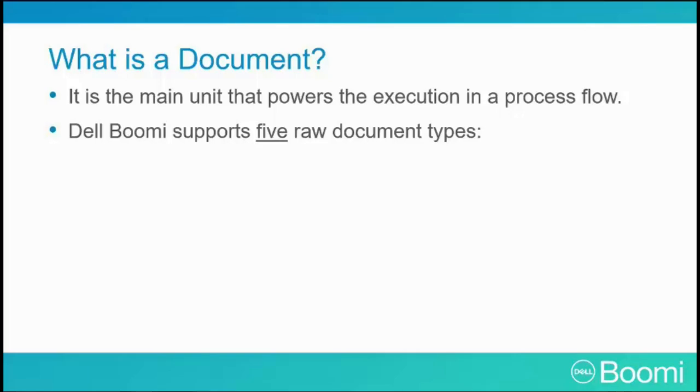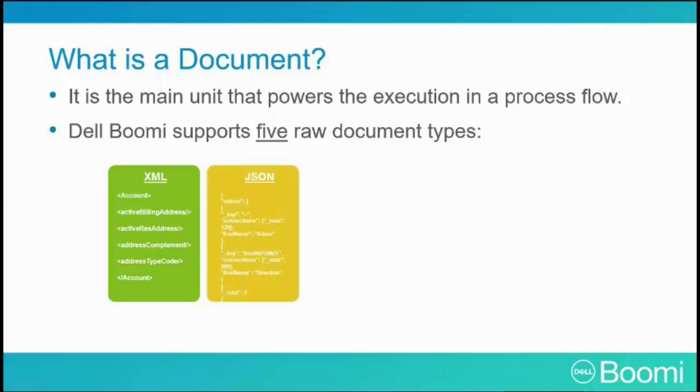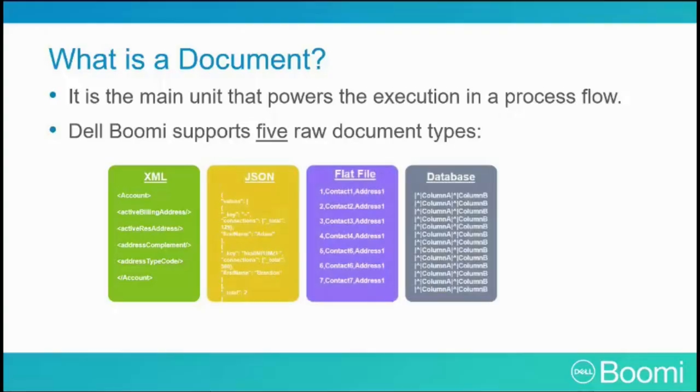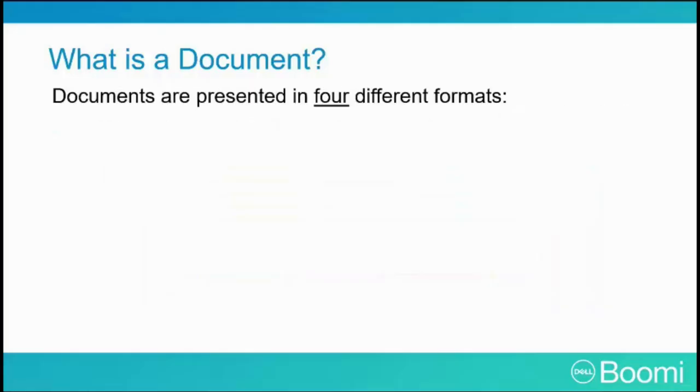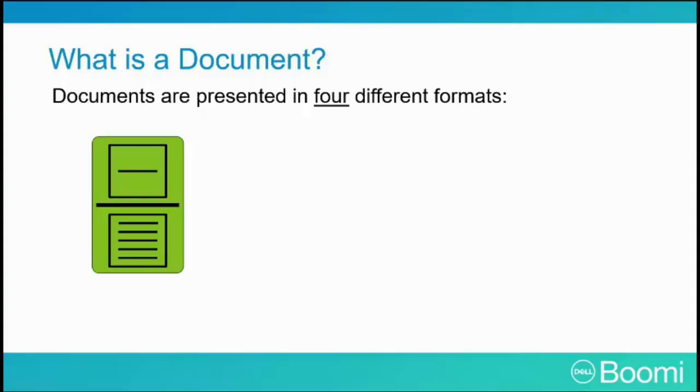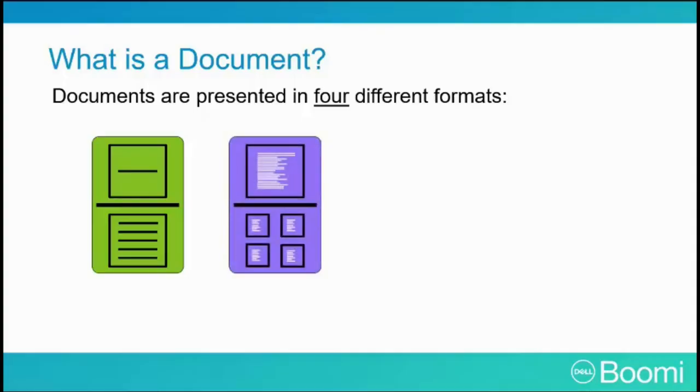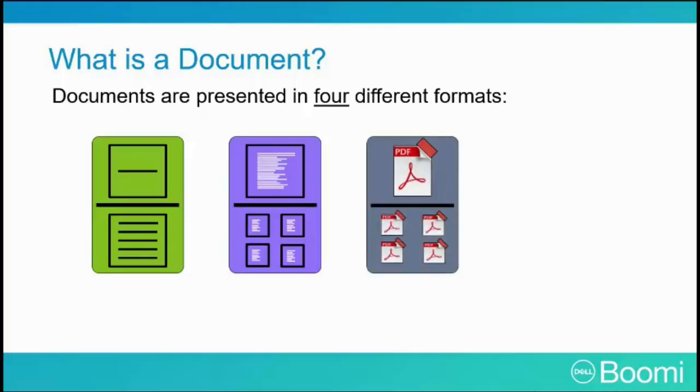Dell Boomi supports 5 raw document types: XML, JSON, flat file, database, and EDI. Documents are presented in 4 different formats: record for flat files and databases, transactions for XML and EDI, file instance for any communication between systems not needing a structured analysis, for instance, an email attachment or an export to disk. And finally, empty, for simple triggering of later steps in a process.